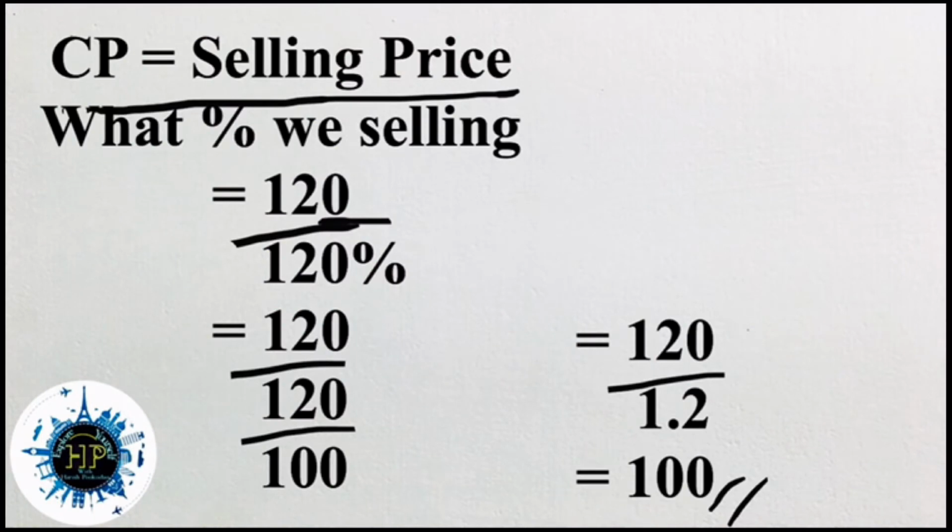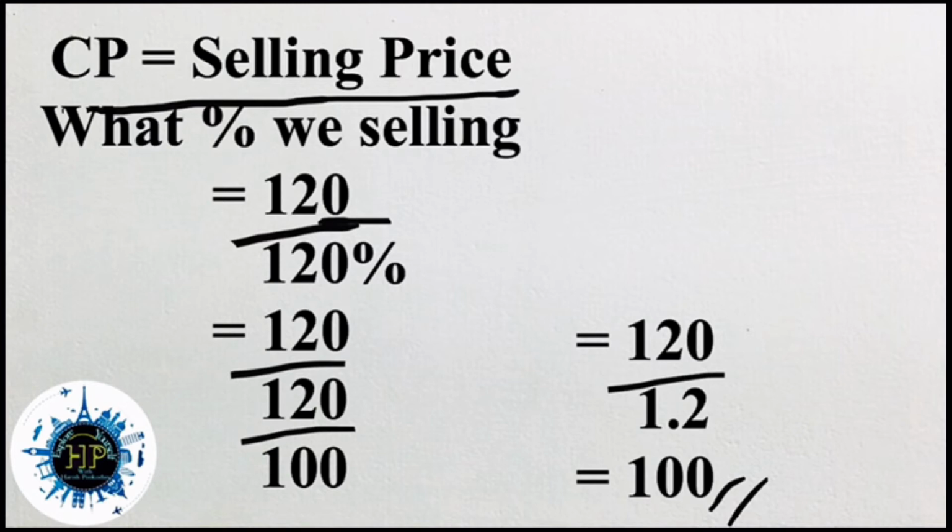In the question, first of all, we need to find out the cost price. They are not telling about the cost price, so we need to find it. Cost price is equal to selling price. The selling price is already there in the question. They told that Arun is selling for rupees 120, so the selling price is 120.